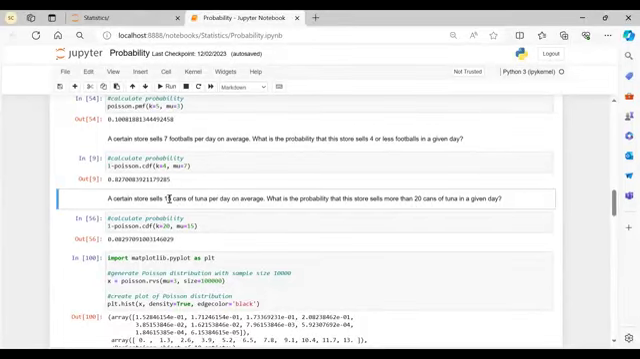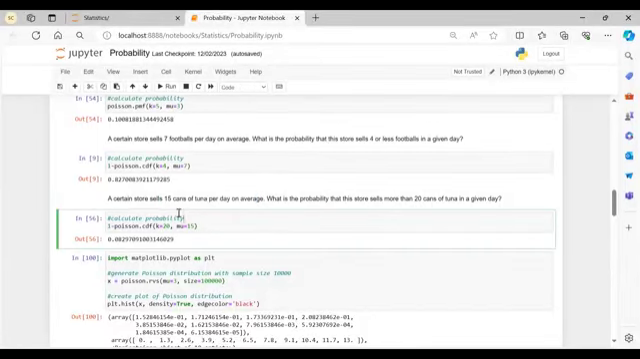So exactly this is the problem. A certain store sells 15 cans of tuna per day on average. What is the probability that this store sells more than 20 cans? So all these functions will give you the left hand side of the probability. Even if you refer to that Z table and T table which we have discussed in the previous classes, all those probabilities were giving me the left hand side of the region, right?